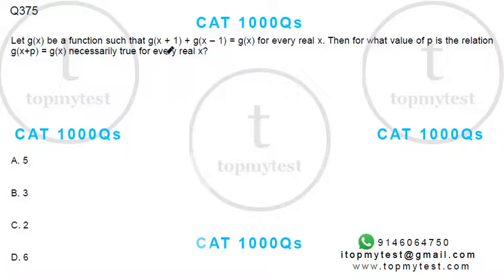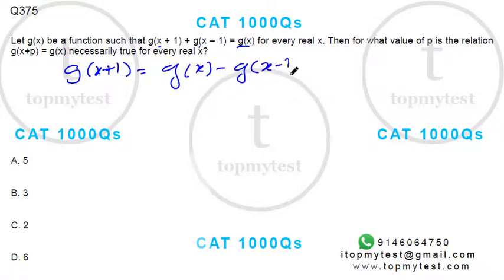Let g of x be a function such that g of x plus 1 equals g of x minus 1 plus g of x minus 1 equals g of x. If you rewrite this, you will get g of x plus 1 should be equal to g of x minus g of x minus 1, which means any value equals the difference of the previous two values in that order. Okay, or previous value minus previous to previous value, right?